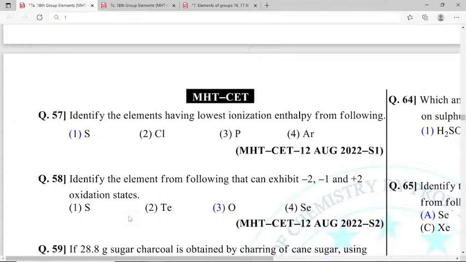Identify the element having the lowest ionization enthalpy. Sulfur has the lowest ionization enthalpy as compared to chlorine, phosphorus and argon. Argon has the highest. Okay, is it clear?